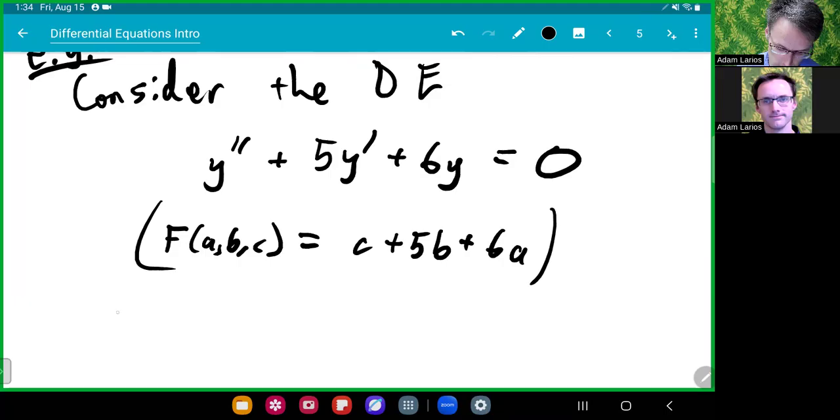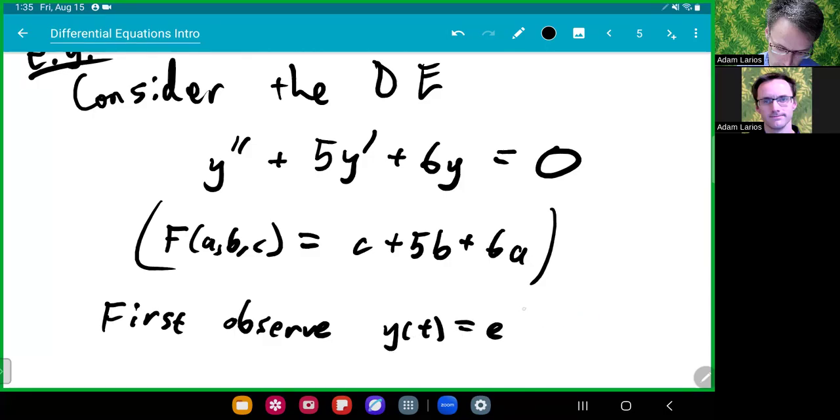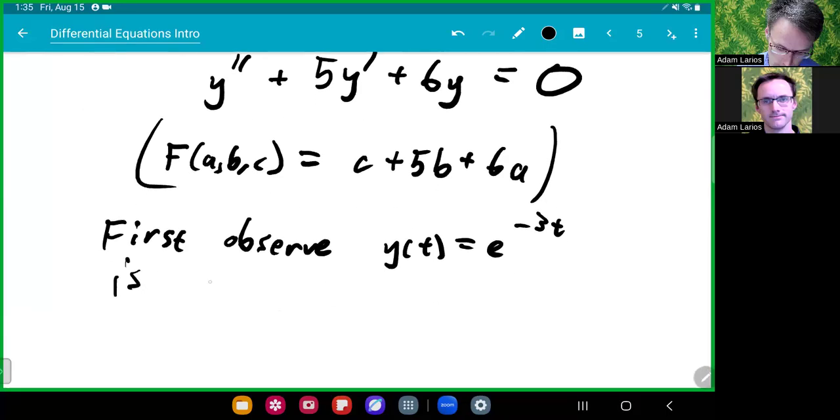So first, observe, and later we'll develop techniques to look at an equation like this and solve it. If you've seen a differential equations class in undergrad, you have already seen something like this. But for now, let's just observe that y of t, this function equals e to the minus 3t, is a solution.